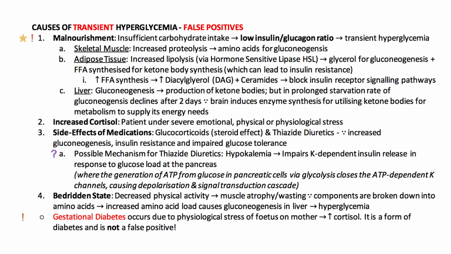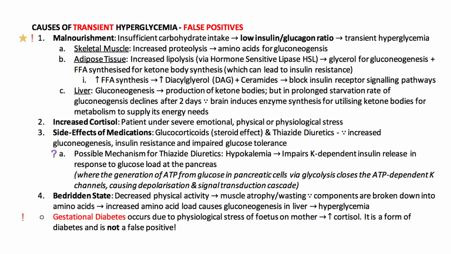Second one, increased cortisol. If you are in infection, which is physiological stress, or if you're emotionally very stressed, then you can get increased glucose, because remember cortisol is also a catabolic hormone. Other one, side effects of medication. Certain medications do increase glucose levels, like thiazide diuretics, which is a common adverse drug reaction. Then glucocorticoids, your steroids, they increase glucose.